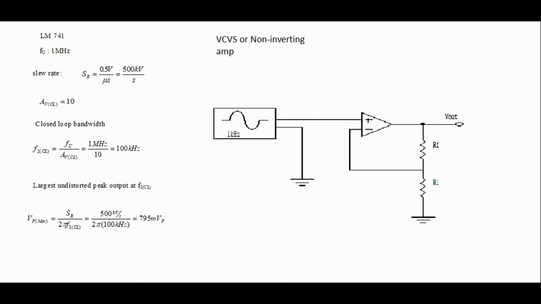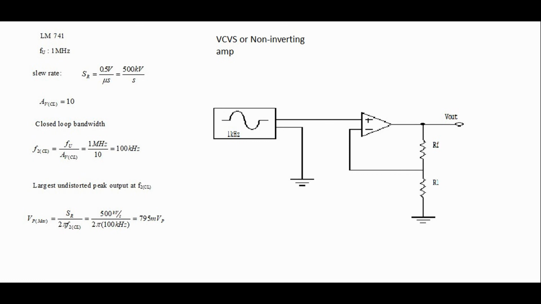The slew rate is a measure of how fast an amplifier can operate. Let's say that the circuit shown has a gain of 10 and an FU of 1 megahertz. We use FU and the gain to calculate the highest frequency, also known as the corner frequency.